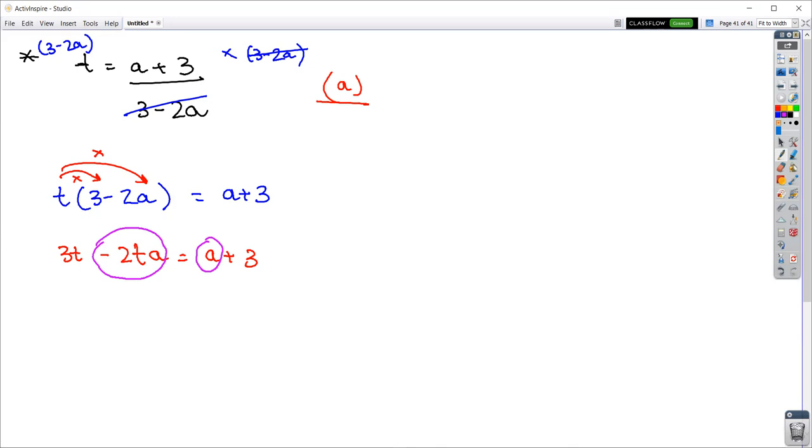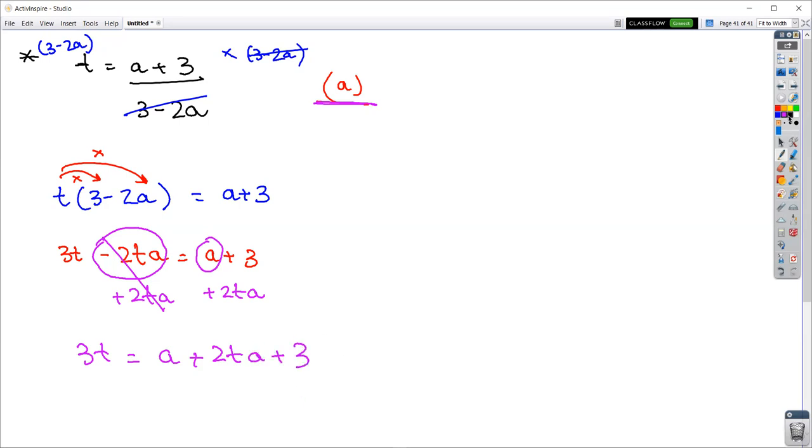As I said, we don't prefer the variable we are making the subject to be negative. We prefer to have it with a positive sign. So I'm getting rid of this negative one. The inverse of this would be plus 2ta on both sides. So this would simplify and you'll be getting 3t on the left-hand side by itself. On the right-hand side, we have a plus 2ta plus 3.